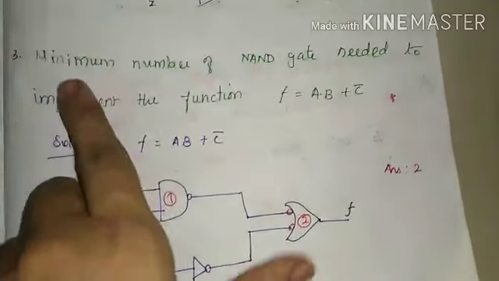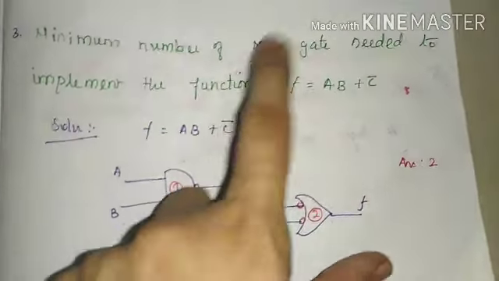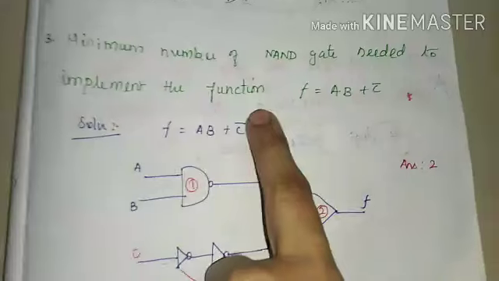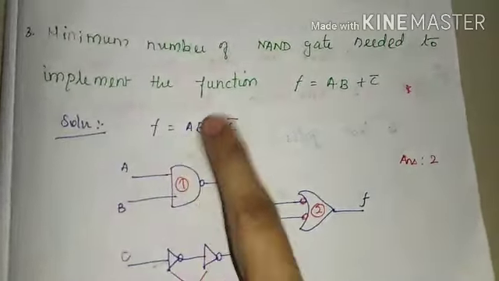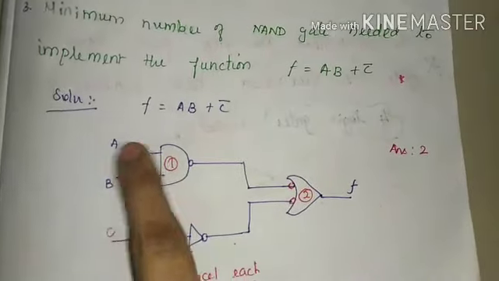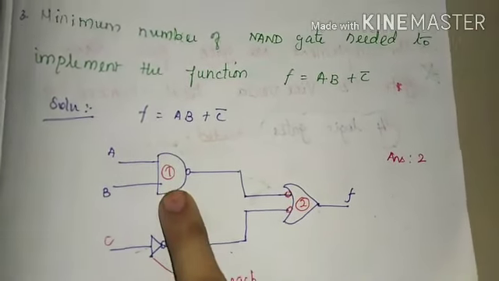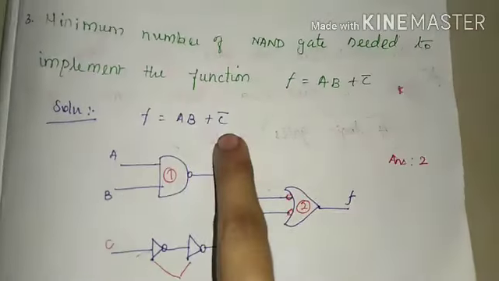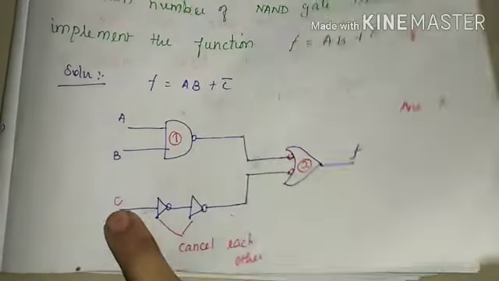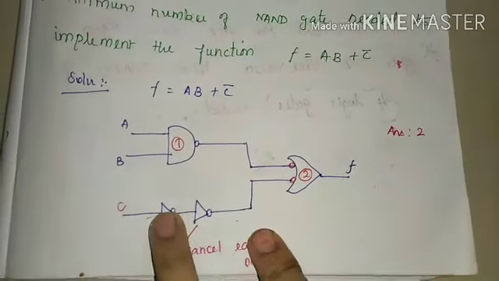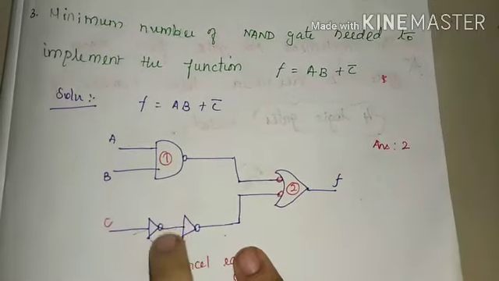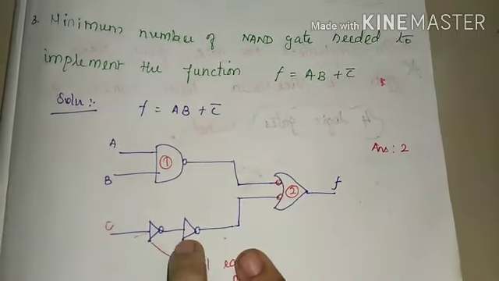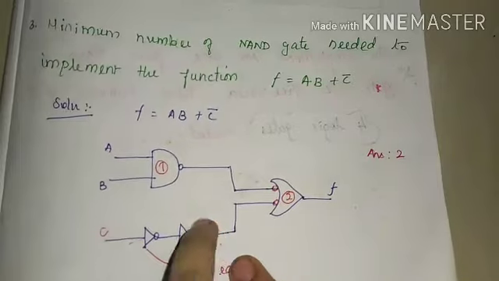See the third problem. Minimum number of NAND gates required to implement the function f is equal to ab plus c bar. So ab plus c bar. See, ab is introduced into the AND gate. Then c bar we can find from C by using a NOT gate. Right? So C bar again connected to the NOT gate, we will get it as C.